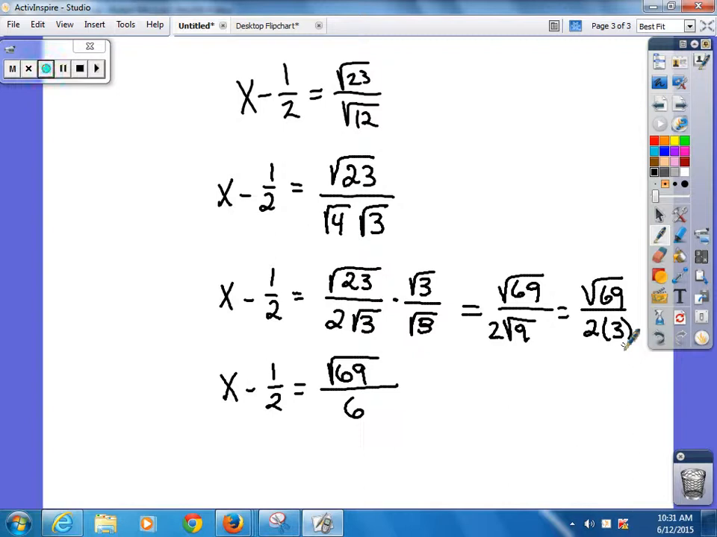Now, 69, I can only think of 13, no, I can't think of anything except 23 times 3. So I think 69 is going to stay where it is.